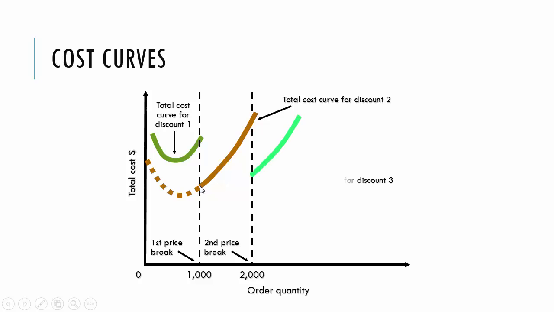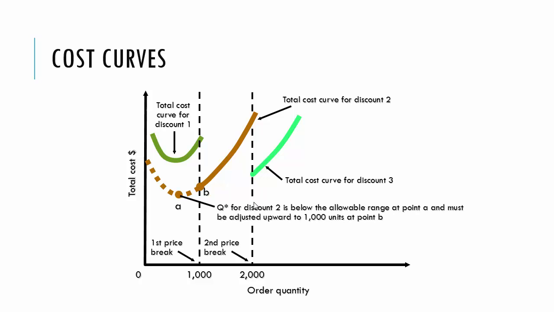And then the same thing could happen for the 3, so you can imagine this drops down here somewhere, where we have to bump it all the way out to 2,000. So again, it's below the allowable, so we have to move it over to point B.